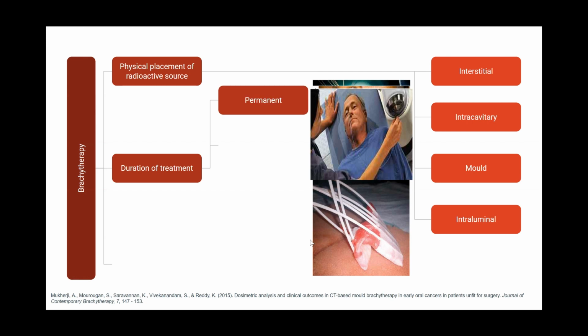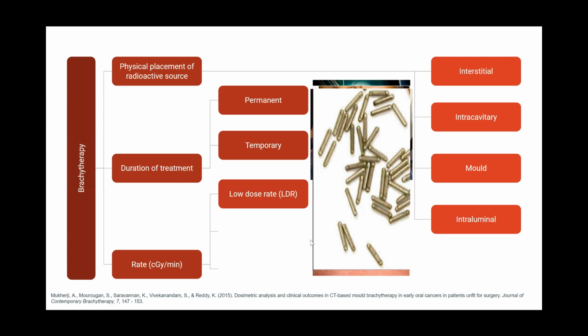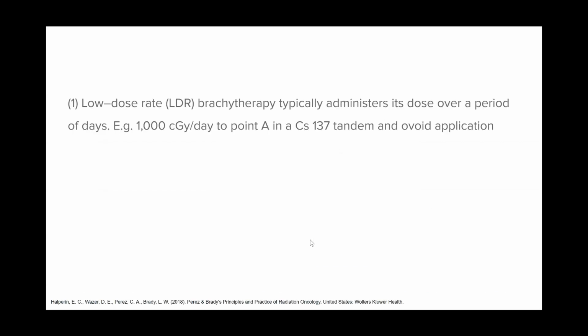Now, by duration of treatment, we can divide it into permanent or temporary. Permanent implants are like these seeds which are put into the prostate. These are gold seeds which are put into the prostate. And temporary ones are those interstitial or intracavitary implants. Then we can divide it by rate, which can be low dose rate, high dose rate, and pulse dose rate. Now, division by rate is what we would want to see in radiobiology.